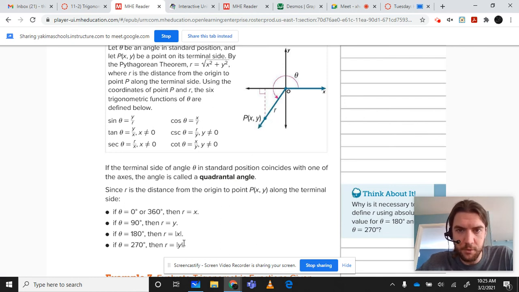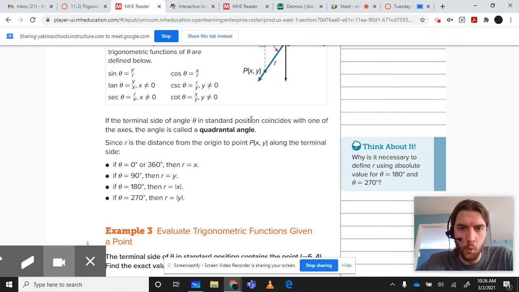So it'll just be the absolute value of y. If we're down at like -7, then the length of that r would be 7. So those are called quadrant angles.